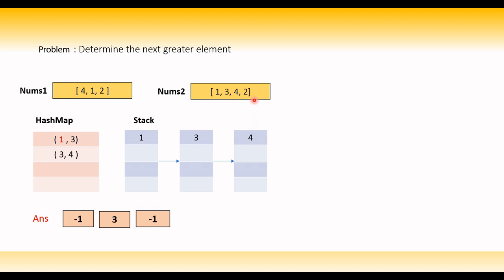Then we move on to the last element which is 2. Again we'll check if the stack is empty or not, or whether 2 is greater than 4. Obviously it's not. So in this case we don't need to perform any operation.